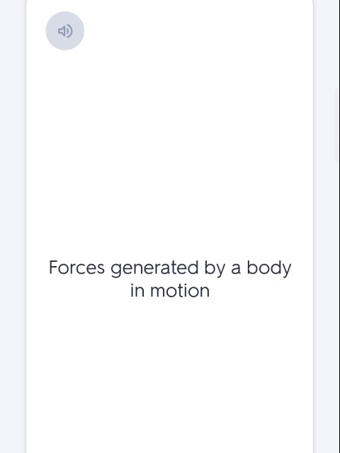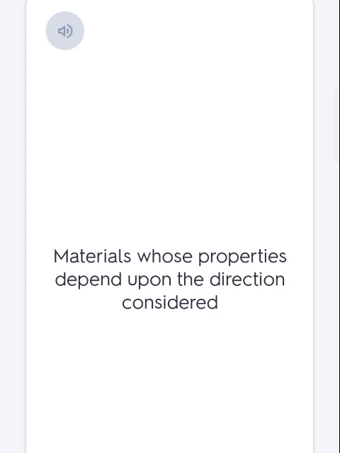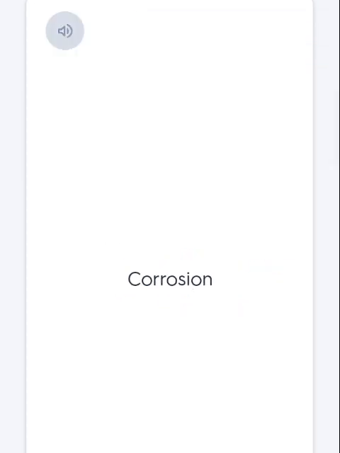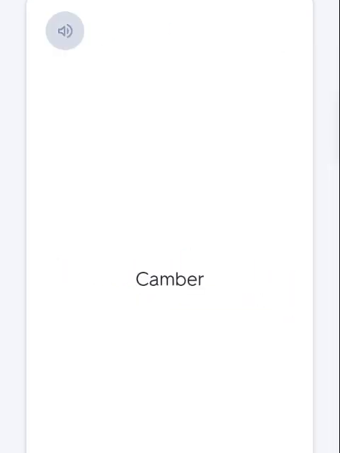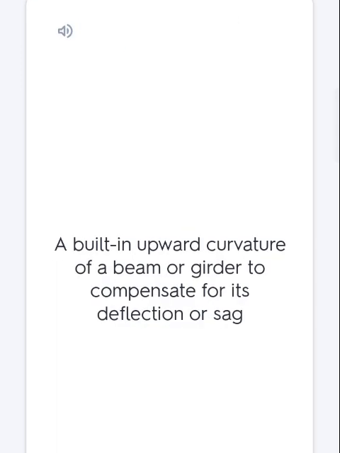Dynamic. Forces generated by a body in motion. Anisotropic. Materials whose properties depend upon the direction considered. Corrosion. Failure of a material due to repeated stress. Camber. A built-in upward curvature of a beam or girder to compensate for its deflection or sag.